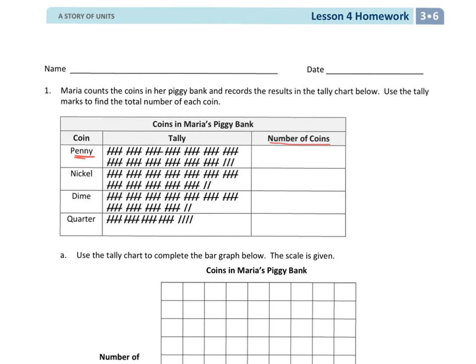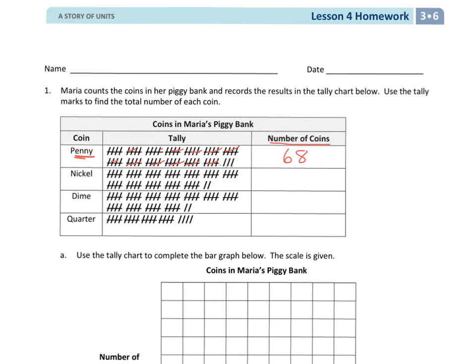So I'm seeing that they're grouped in fives here. So the easiest way for me to do this is to skip count by 5. So I have 5, 10, 15, 20, 25, 30, 35, 40, 45, 50, 55, 60, 65, 66, 67, 68.